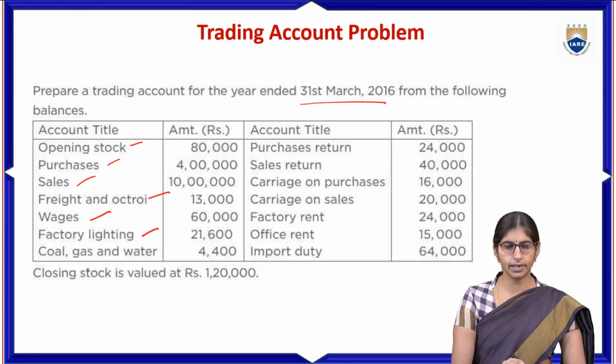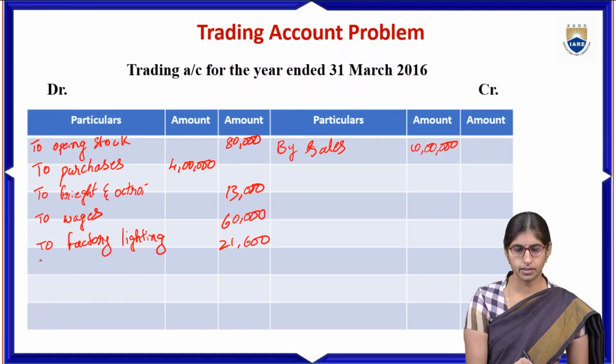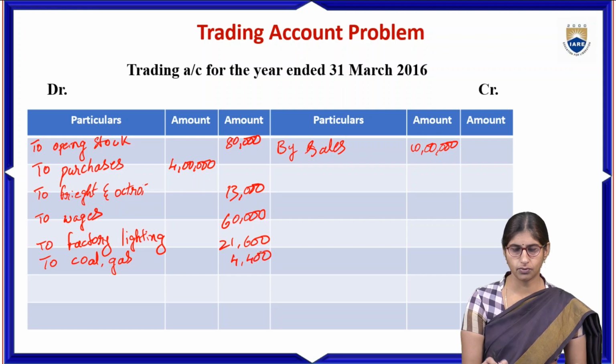Next one is coal, gas and water, 4,400. It is also expenditure. To coal, gas and water 4,400.